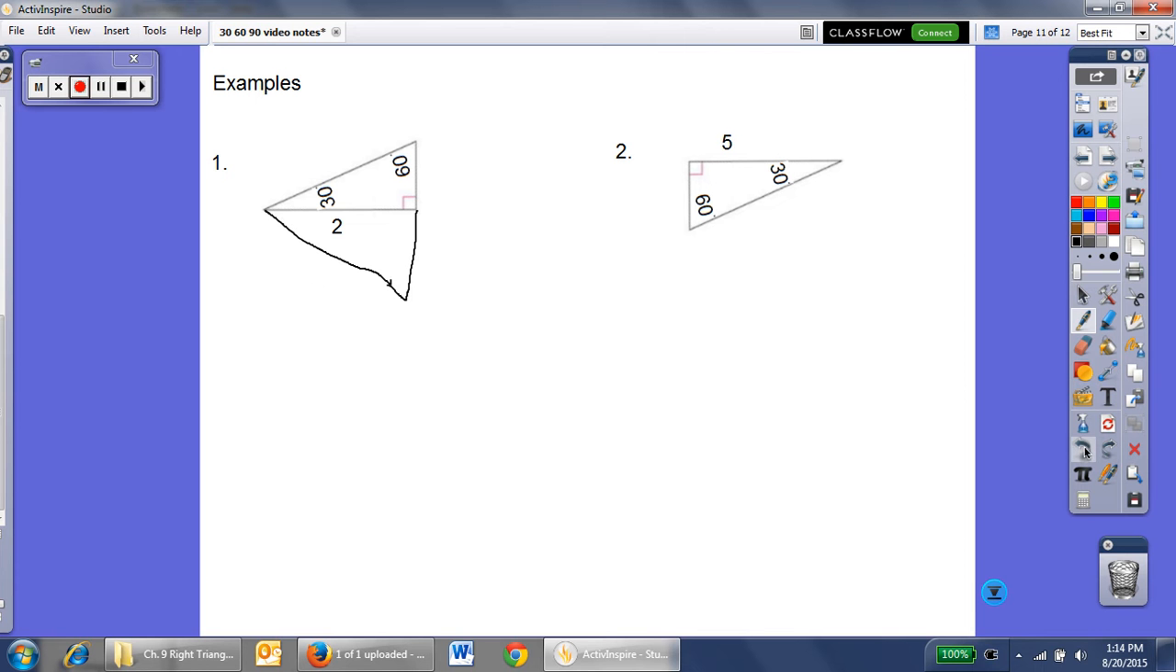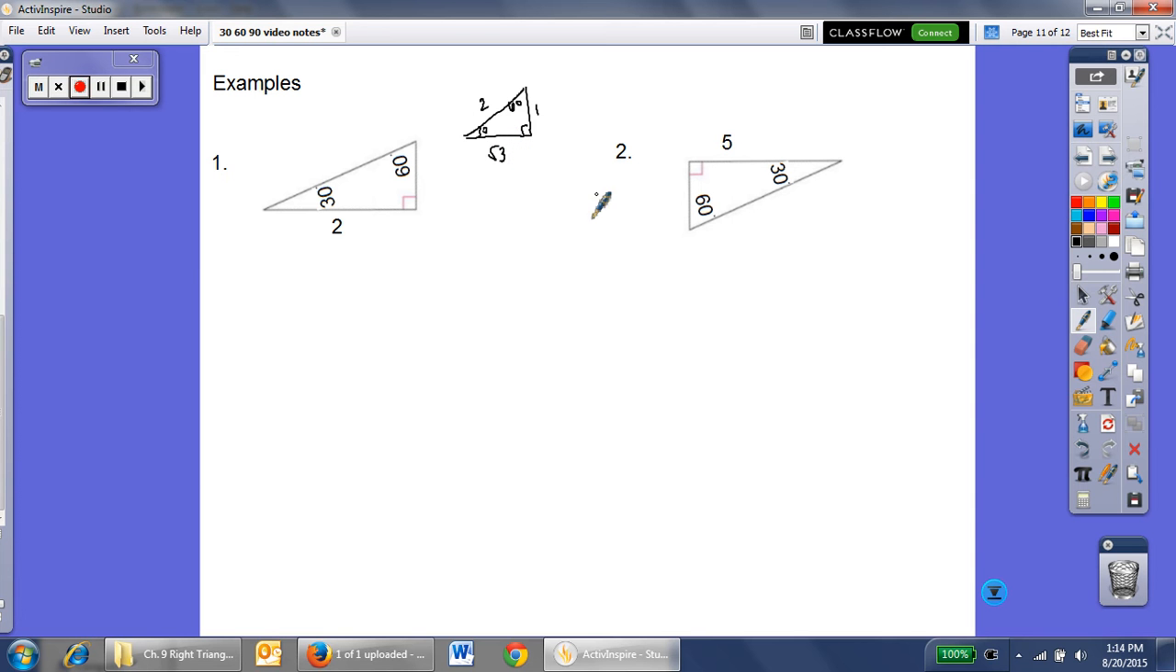So the trick here and the strategy we're going to use is to draw the mini triangle. So let me draw the mini triangle right next to this one. And I always draw the mini triangle in the same direction as the original problem. So the 30 and the 60 are in the same spots. So my mini triangle looks like this with 1, 2, and square root 3.